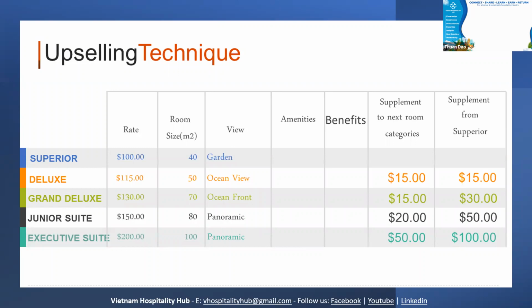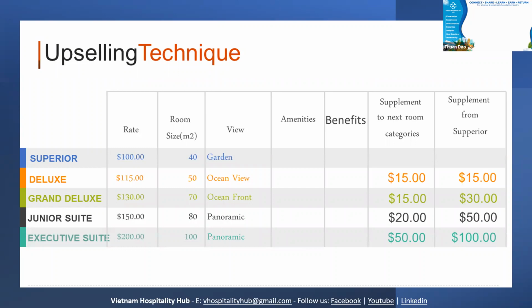So let's say when the guest calls the reservation team, they pick up the phone and try to use a selling technique like bottom-up. They will quote to the guest the superior room at $100, with a room size of 40 square meters, a garden view, and the amenities, everything. After they present the features and benefits of the room, they ask the guest whether they would like to make the booking now.